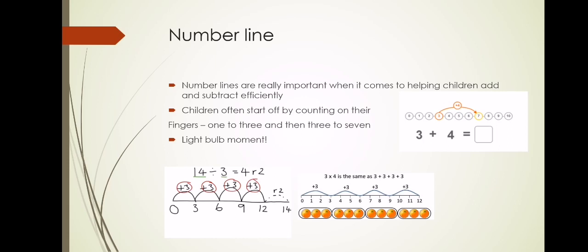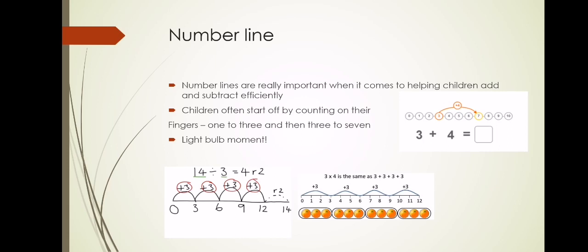Using a number line helps children have that light bulb moment that they can actually start at 3 and they can miss out a complete step. So whilst counting on the fingers is an effective strategy and it is an accurate strategy, it's time consuming, so it's not efficient, and also it can leave open a lot of opportunities for error. Using the number line, starting at 3 and counting on 4, the children can quickly get to the right answer.